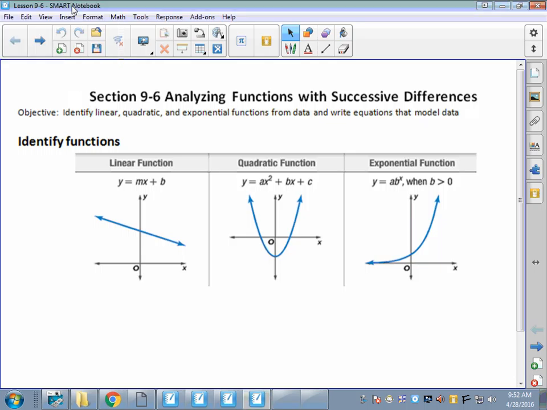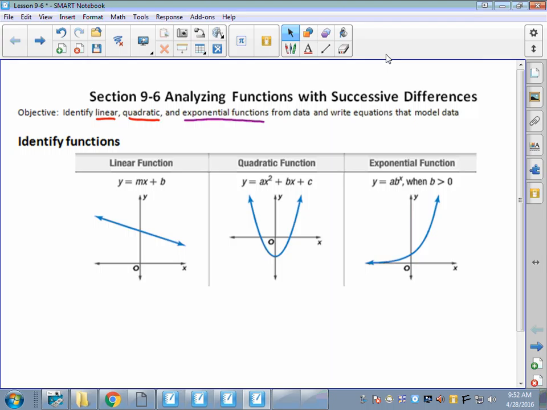We're going to start off by just identifying functions. Notice under the objective it says we're going to identify linear, which looks like a straight line, quadratic, which we know is a parabola, and exponential will be the only new one. So I've got the figures right underneath here. There's not even really anything to write. Just make a little note.